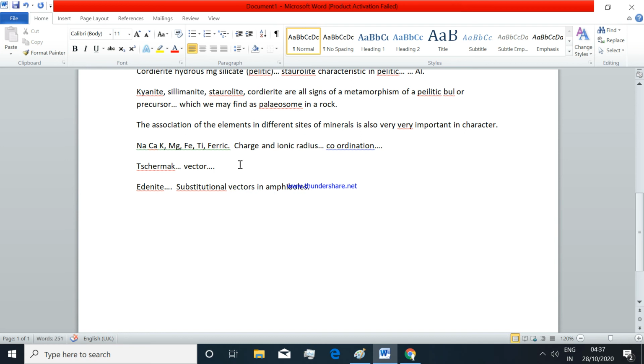Now you should check what type of substitution it is. What is Tschermakitic substitution, that is aluminium versus silicon or magnesium. Try to check it out. What are the substitutions taking place? Like in case of edenite, what type of substitution is taking place in lieu of sodium or aluminium, or in terms of silica, and how the vectors are operating during the changes of pressure or temperature.